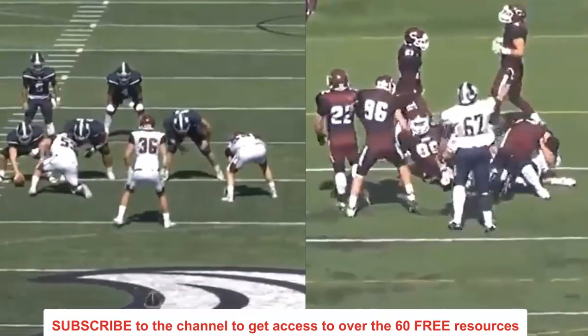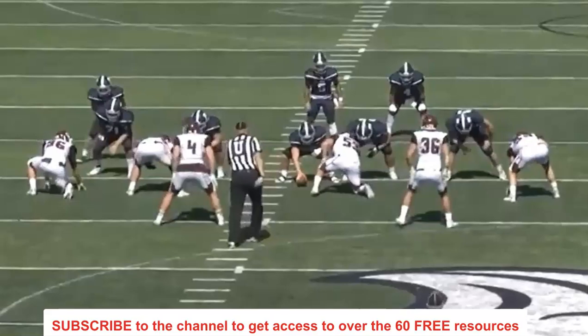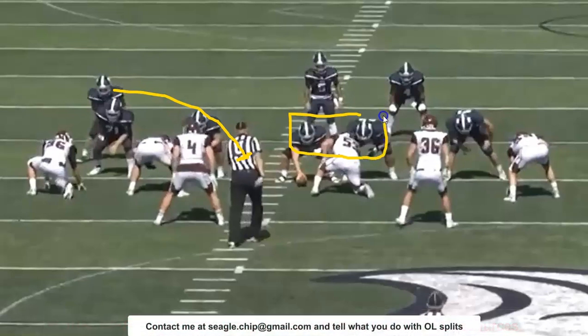Okay, here's a version of our gut play. This is probably a zone call for the offensive line. He's going to wrap right through here, and they're getting a double team right here. This is a case of tightening up your split to make for a better double team block. See what I mean? All right, watch.